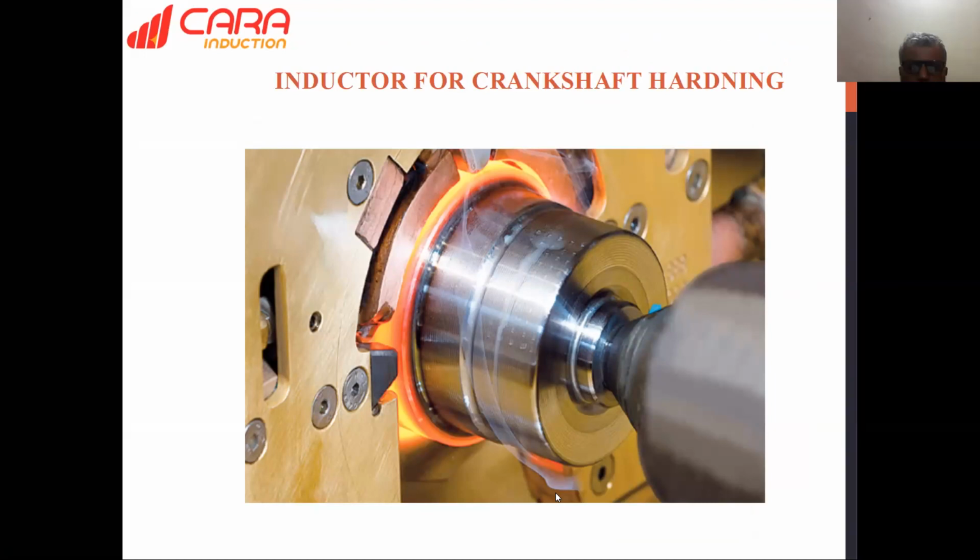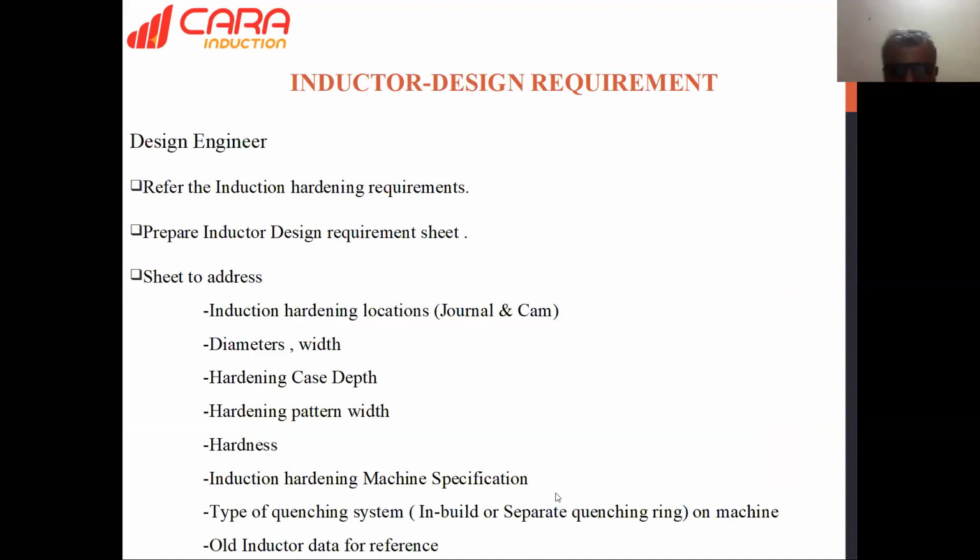Next, sir. This is a typical inductor, a half round coil inductor used for crankshaft hardening. Now, what is the requirement for inductor design? You need to know the induction hardening locations. What is the diameter? What is the width? What is the hardening case depth? Hardening pattern width? What is the hardness?